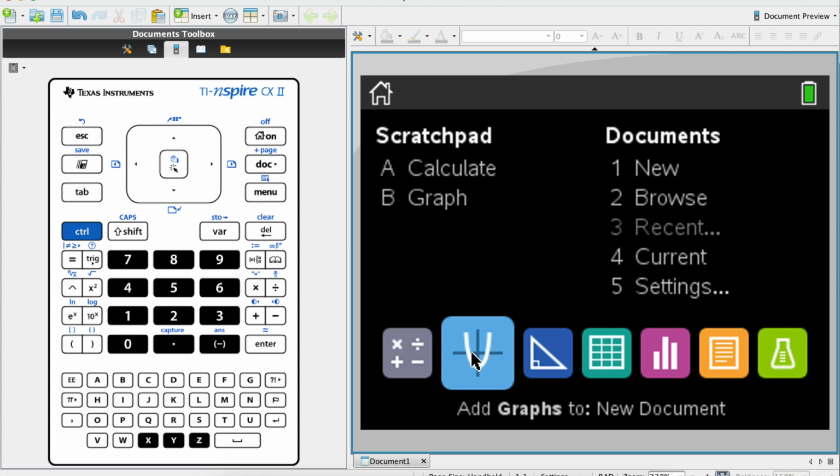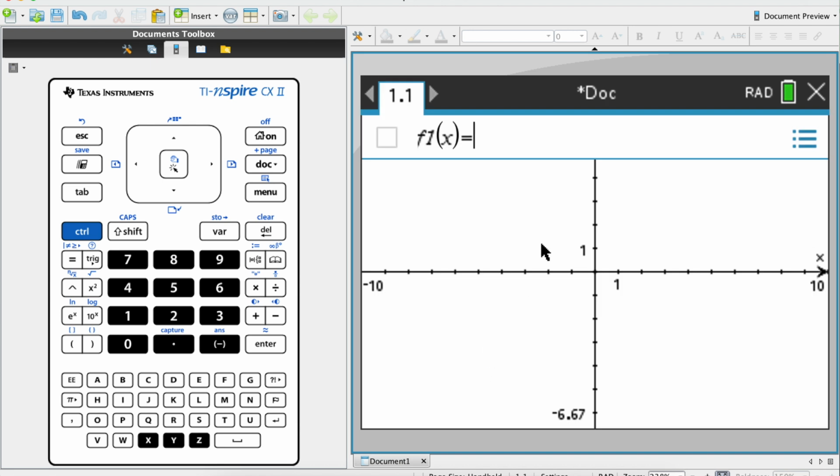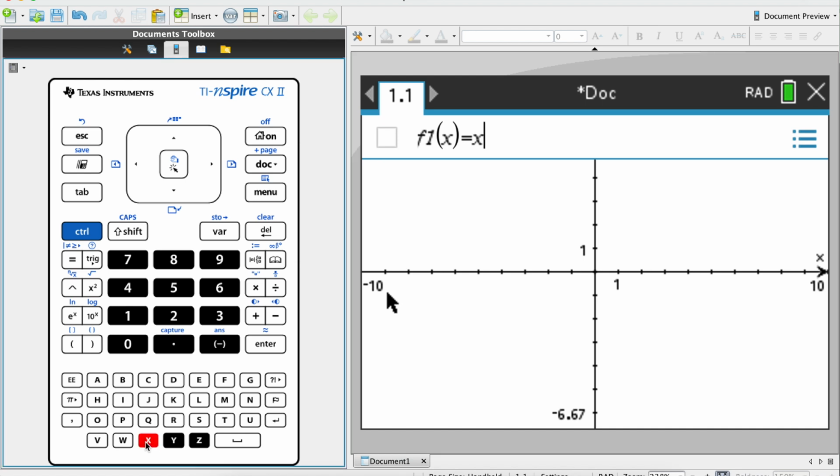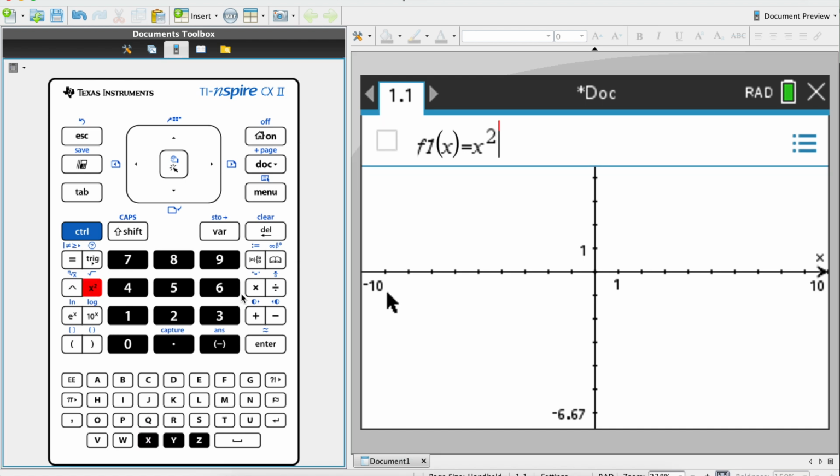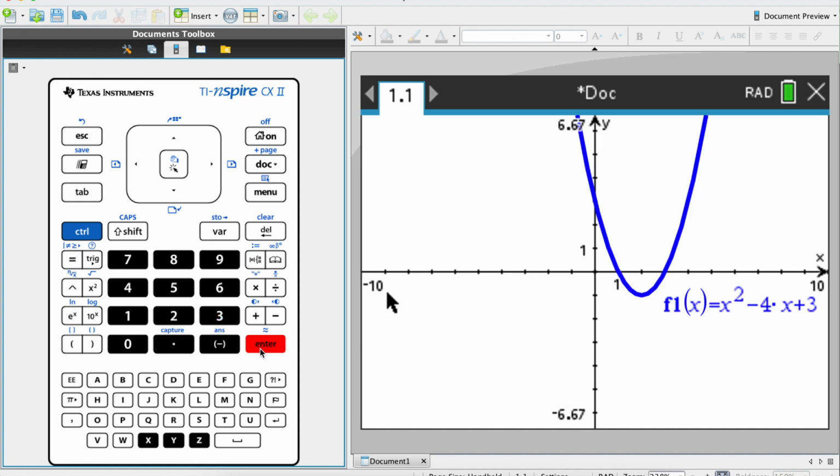But I'm going to show you the way that you should actually solve these. So what you're going to do is add a graph, and you're going to put in that quadratic equation after you set it equal to 0. So you're going to see the x, y, z down here at the bottom of the keypad. You're going to use that x squared minus 4x plus 3. And then you're going to go ahead and hit enter, and you get a lovely graph.